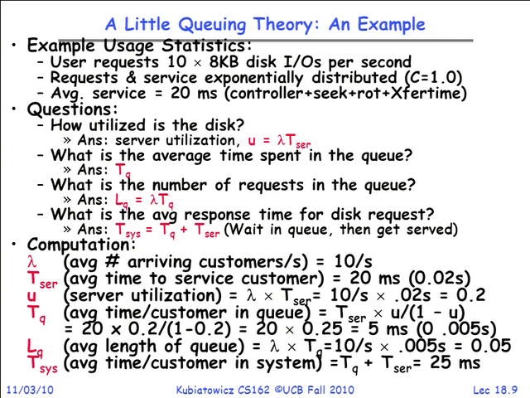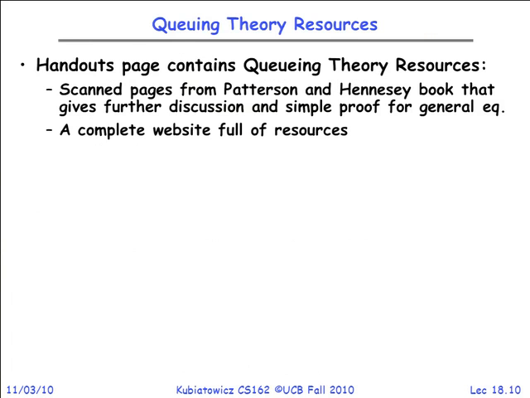It turns out that the handouts page actually has some photocopied pages from Patterson's book on queuing. He's got a graduate computer architecture book, and there's a chapter on queuing theory, which you can take a look at, which basically rederives what I did. And I also have a link on there with a complete website of queuing resources if you want to know. And queuing theory is actually quite interesting, and it's made a lot of interesting discoveries over the years having to do with networking and telephony and a whole bunch of things. So there's a lot of utility to it. So if you have any interest, I would encourage you to take a look.